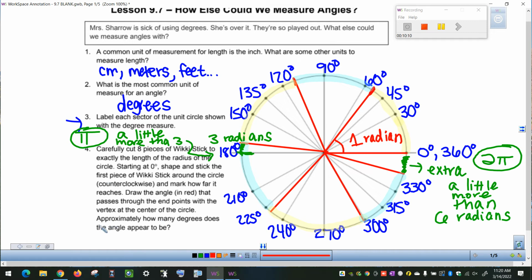Now we have one more little question down here at the bottom. It says approximately how many degrees does 1 radian angle appear to be? And we're going to actually discover that at the end of this first page here, but it looks like any answer that's maybe a little bit less than 60 degrees, right? So it looks like it's somewhere between 45 and 50, but maybe a little closer to 60. So again, we can see 1 radian is very big compared to the size of 1 degree.